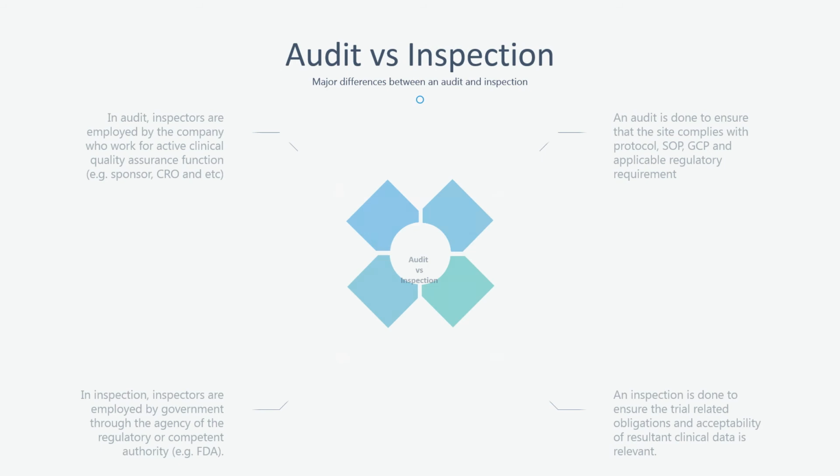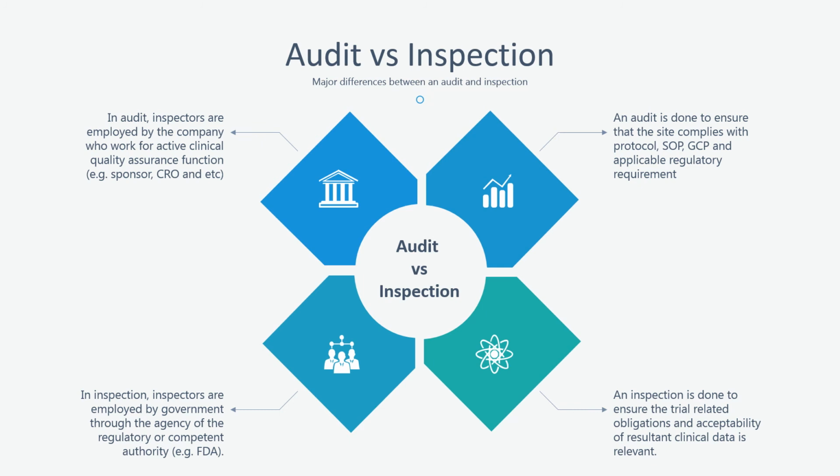Some of the major differences between an audit and an inspection are: first, in an audit, inspectors are employed by the company and work for an active clinical quality assurance function, such as the sponsor, CRO, and so on. Second, an audit is done to ensure that the site complies with the protocol, SOP, GCP, and applicable regulatory requirements. Third, in an inspection, inspectors are employed by the government through the agency of the regulatory or competent authority, such as the FDA. And fourth, an inspection is done to ensure the trial-related obligations and the acceptability of the resultant clinical data.